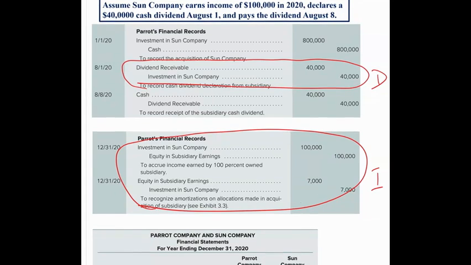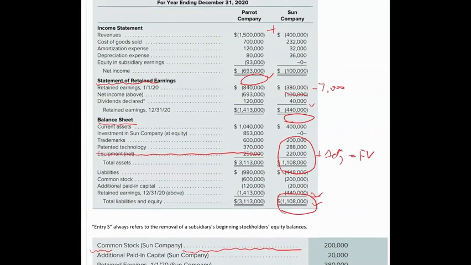Basically, we reverse what the parent has done during the period. In other words, we remove this balance and at the same time remove this 40,000 from the dividend declared by the subsidiary company.